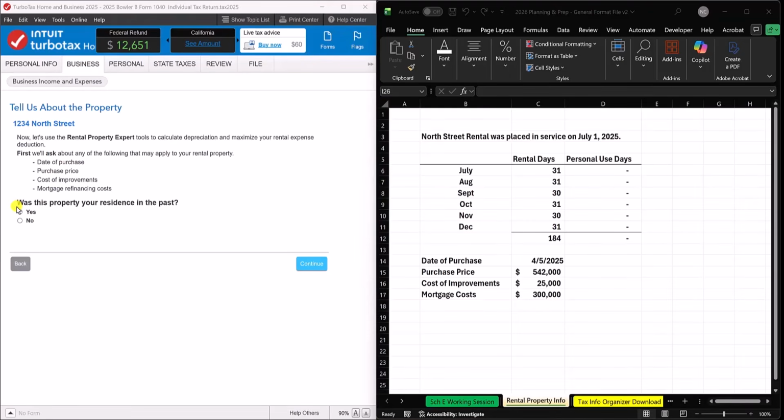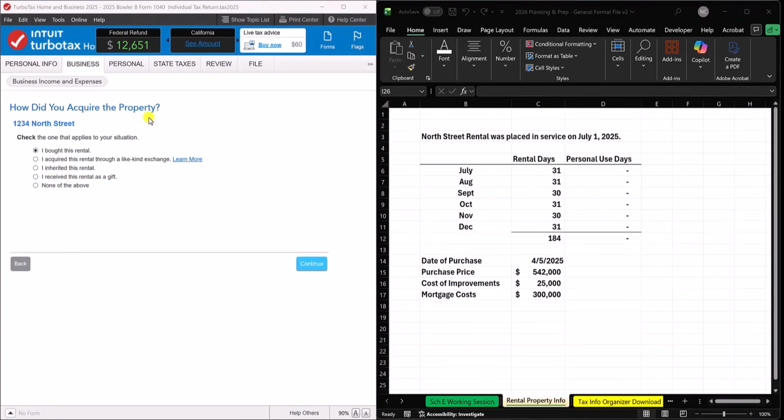And then the one question left on this page, was this property your residence in the past? For this example, we're going to say no to that. Continue. Okay, how did you acquire the property? Let's go through the options right here. I bought this rental, which is going to be the most common one. That's what we're going to use for this example.